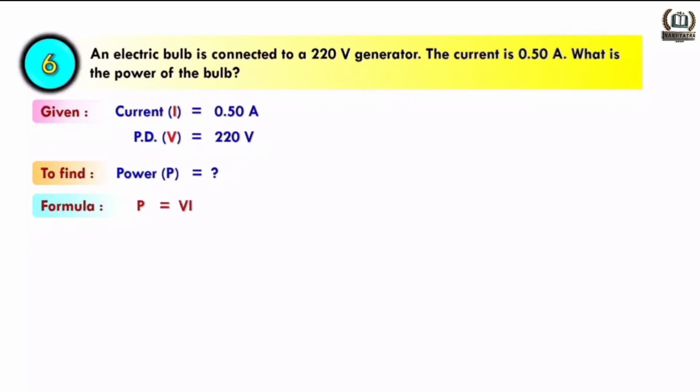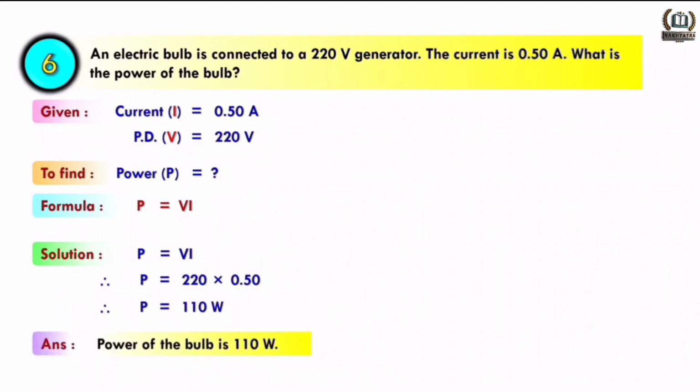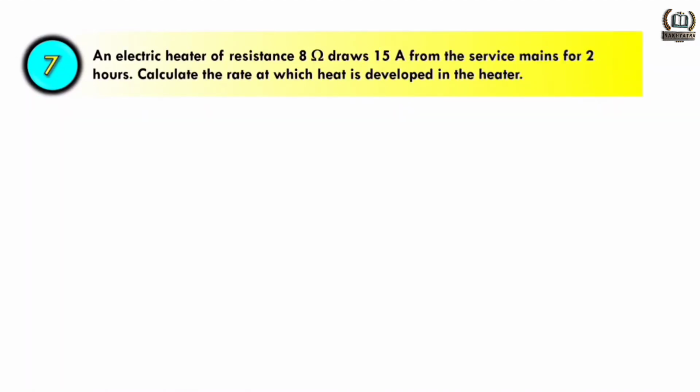So the power formula is V into I. Do the calculation now: P equal to 220 into 0.5. Therefore power equal to 110 watt. The answer is the power of the bulb is 110 watt. Okay. This is question number 7. An electric heater of resistance 8 ohm draws 15 ampere from the service mains for 2 hours.